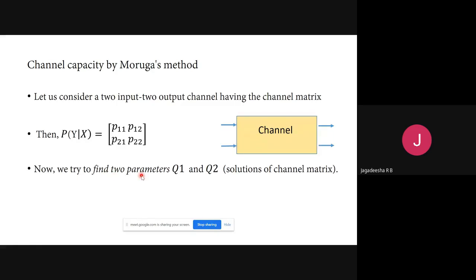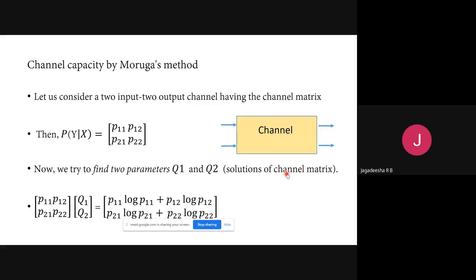So now we will do something more than this. We try to find two parameters, named Q1 and Q2. They are basically the solutions of the channel matrix. So here, when we know the channel and the probability of the inputs, then we can represent the channel matrix, P(Y|X). If we can represent this, then can we find out Q1 and Q2? To find Q1 and Q2, what is the relation between Q1, Q2 and P(Y|X)? So this is P(Y|X), the channel matrix, multiplied by a vector Q1, Q2. That should give us these values.